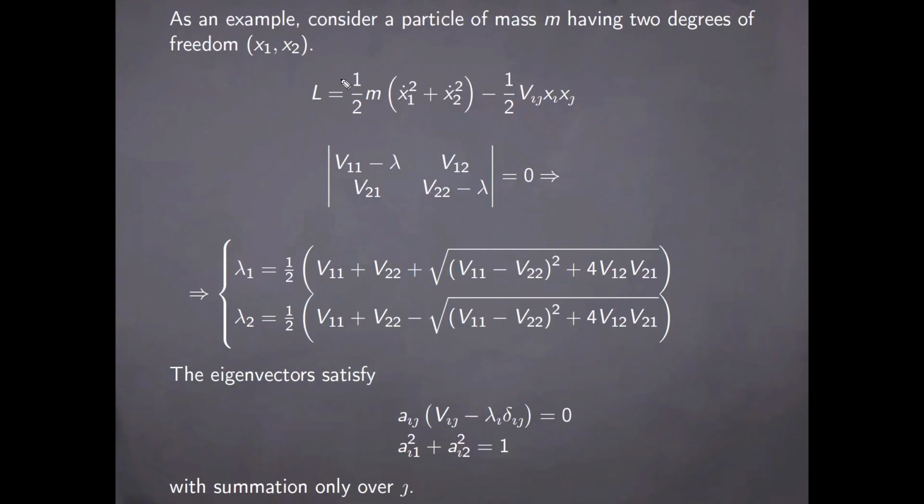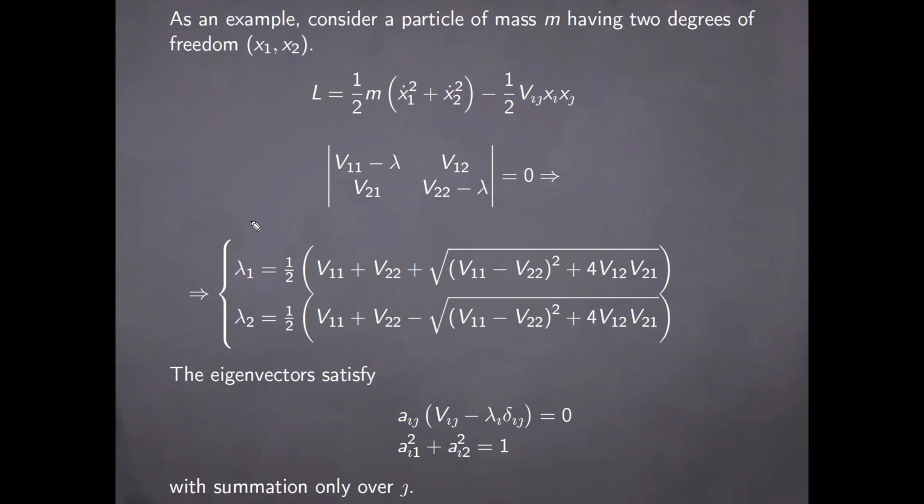In order to make things hopefully a bit clearer, we can look at an example, namely a particle of mass m moving in a plane having two degrees of freedom x1 and x2. Then the Lagrangian is just the kinetic energy of the particle minus its potential energy, where the components of the V matrix are some unspecified constants for the time being. And then immediately from this Lagrangian we can write the secular equation right away.